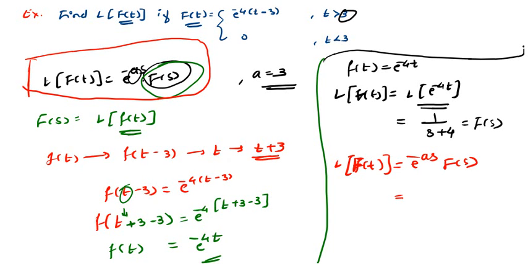A is 3, so this will be e raised to minus 3s into F of s. F of s is 1 by s plus 4. So this is our final answer. Okay, so this is how we solve the examples on second shifting theorem.